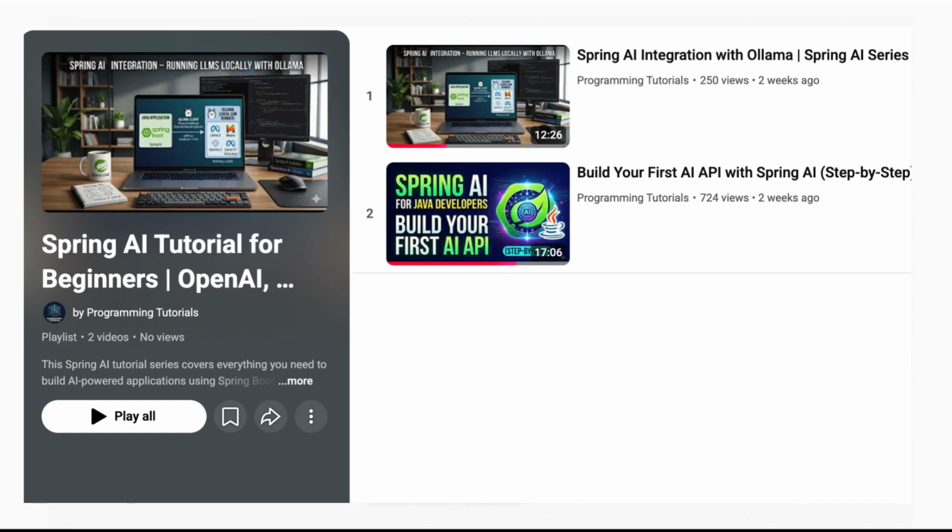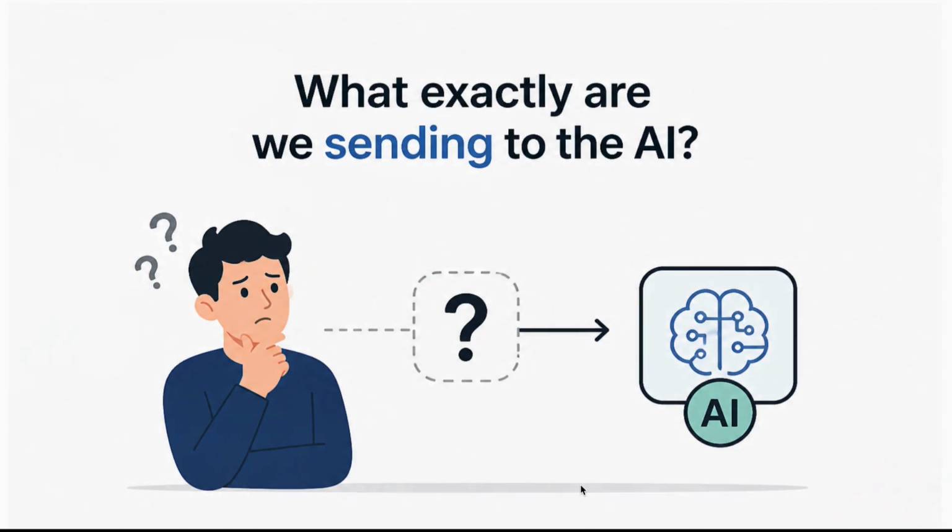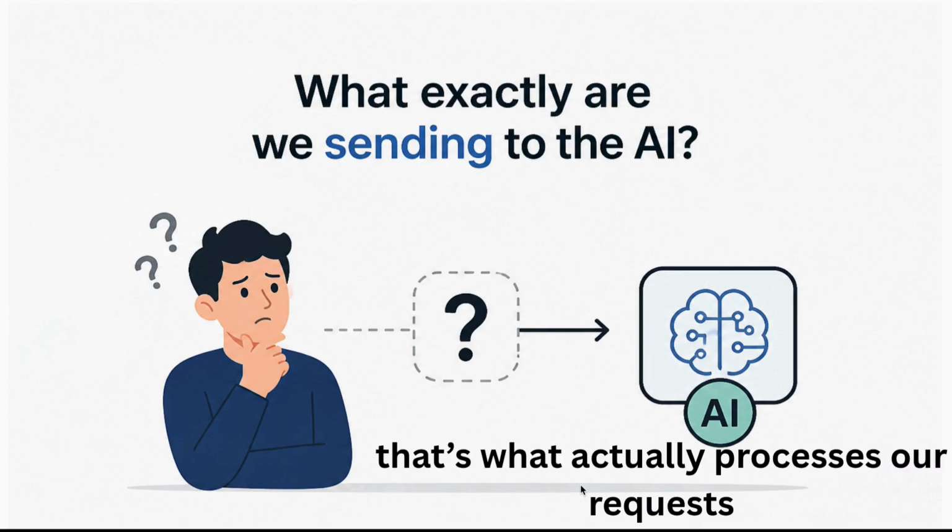In the previous videos, we saw how to interact with AI using Spring AI. If you have not watched the previous video, check the link in the description below. But one important question remains, what exactly are we sending to the AI? When I say AI, I am referring to the LLM, the large language model working behind the scenes, whether it's OpenAI, Gemini, Ollama, and that's what actually processes our requests.